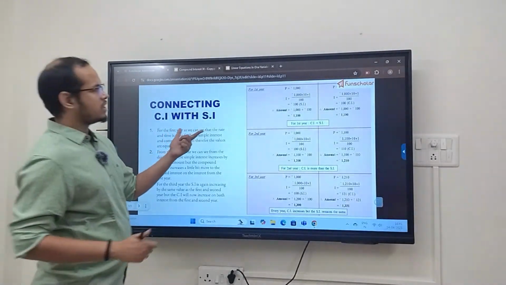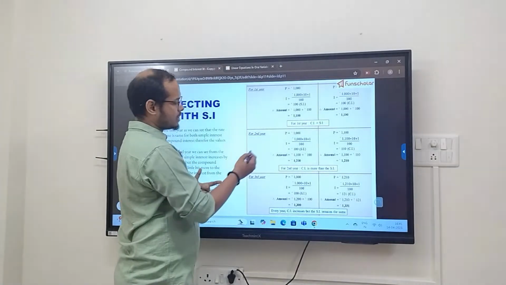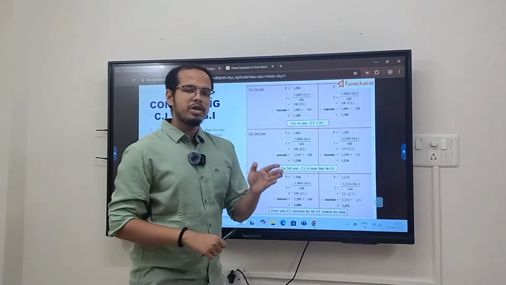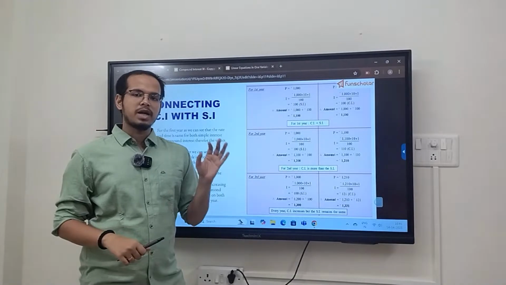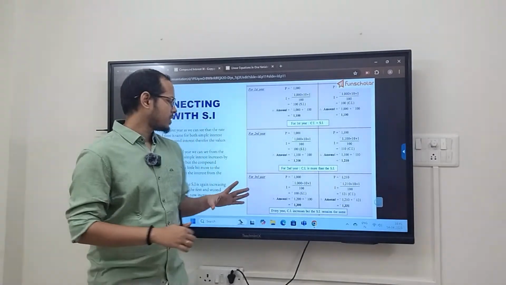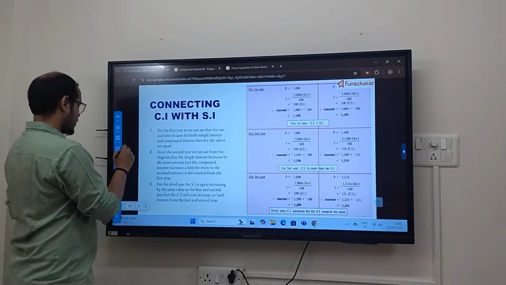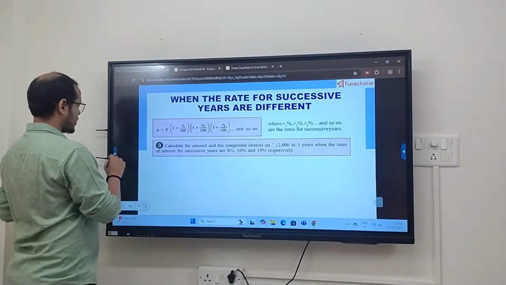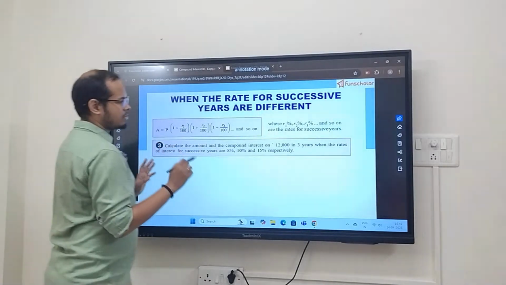So we have already learned what it is for the first year, the second year, and the third year. See, simple interest is going to be the same for each and every year. That is the reason it's known as simple interest. Okay, so let me give you a basic sum. Let's not solve it right away, let me give you a basic sum.